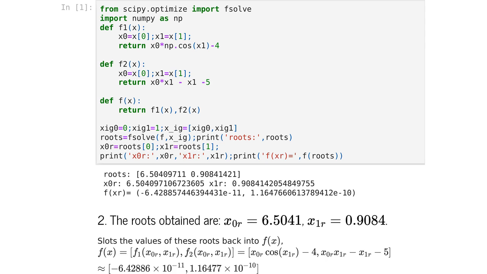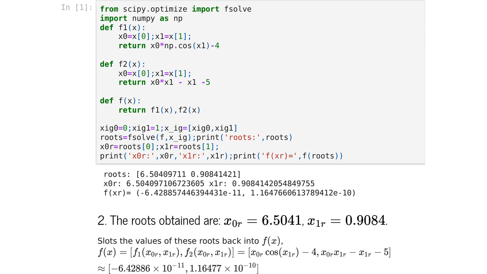We begin by importing the fsolve function from scipy.optimize and the NumPy library, which is helpful for numerical operations like cosine. We define three functions. The first function, named f1, takes a list or array x as input, where the first element is our x0 and the second is x1. It then calculates x0 times numpy.cos of x1 minus 4. Similarly, the second function, f2, also takes this x array and calculates x0 times x1 minus 5.